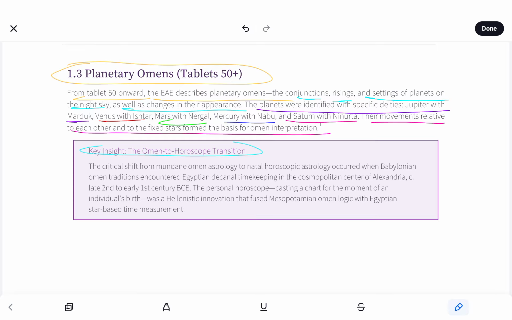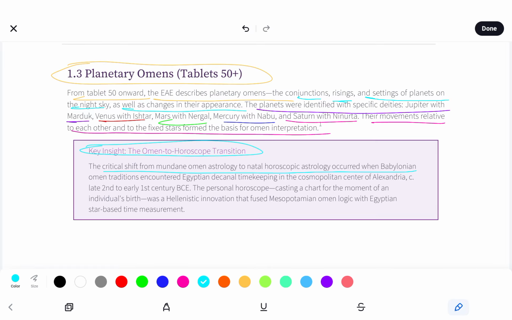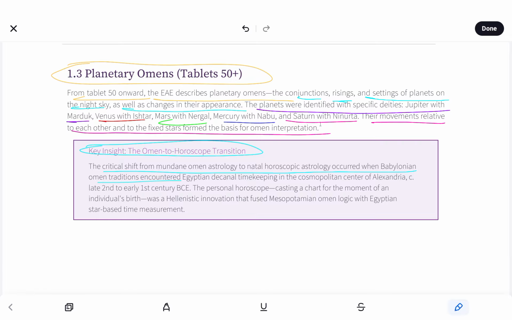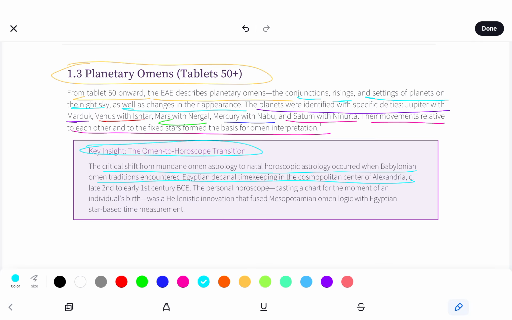The omen to horoscope transition. The critical shift from mundane omen astrology to natal horoscopic astrology occurred when Babylonian omen traditions encountered Egyptian decanal timekeeping in the cosmopolitan center of Alexandria, in the late 2nd to early 1st century BCE. The personal horoscope, casting a chart for the moment of an individual's birth, was a Hellenistic innovation that fused Mesopotamian omen logic with Egyptian star-based time measurement.